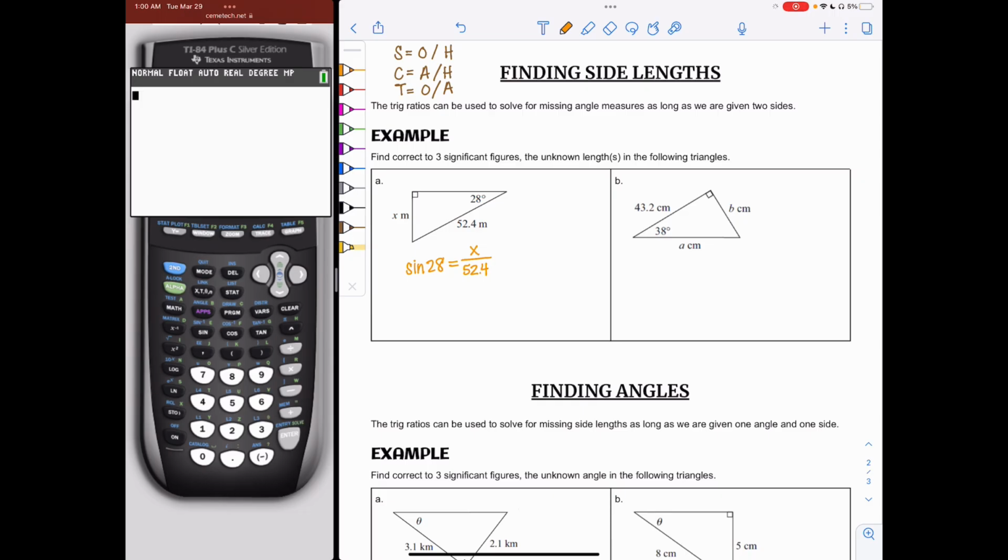So in order to solve this equation, I need to multiply both sides by 52.4. So I'm going to have 52.4 times the sine of 28 degrees is equal to x. And if I put that in, I will end up getting approximately 24.6. And of course, that is going to be meters. That is going to be what x is.